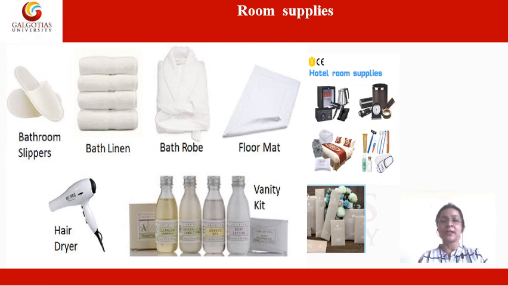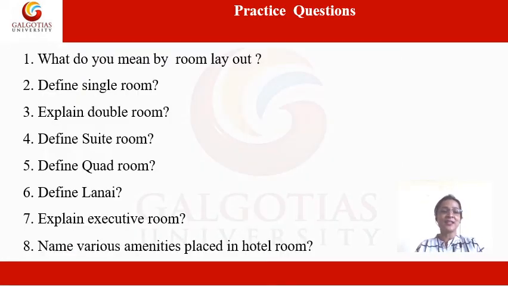So now let's understand the possible questions that may come out of what we have just studied. Let's see. The possible questions may be: what do you mean by room layout? That is the basic question that may be asked by anybody, and I think you are now comfortable enough to understand the room layout. And what is a single room? Explain double room, define suite room, define quad room, define lanai, explain executive rooms, and name the various amenities placed in the hotel room. These are all the things we have just discussed.